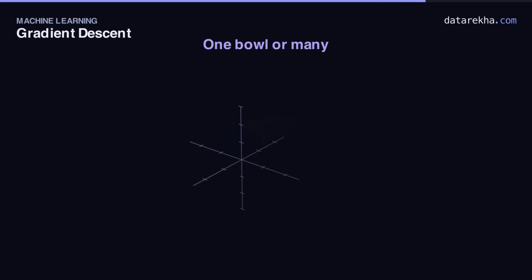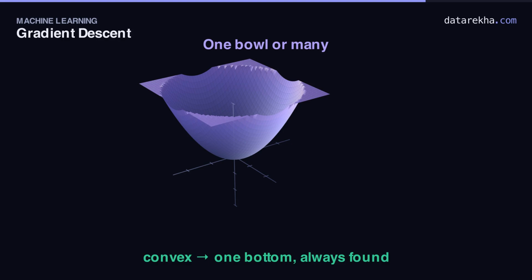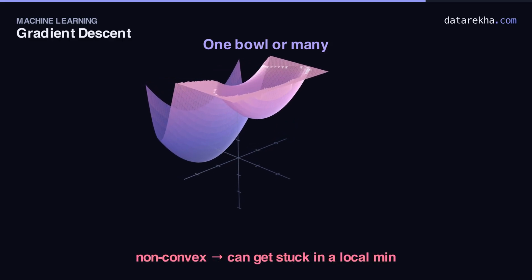Now the deepest catch of all, and it's about the shape of the landscape. When the loss is convex, a single clean ball, gradient descent cannot lose. Wherever the ball starts, it slides to the one and only bottom. Every local minimum is the global minimum. But most real loss surfaces are not convex. They're bumpy, with many valleys. And gradient descent only ever knows the slope right where it stands.